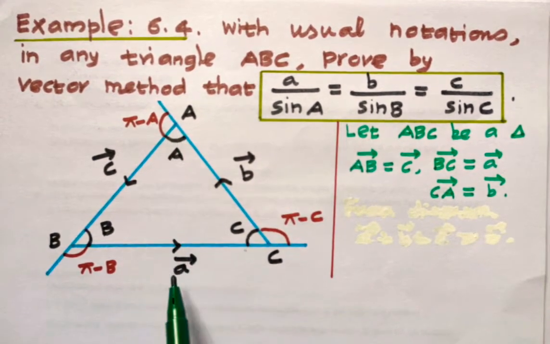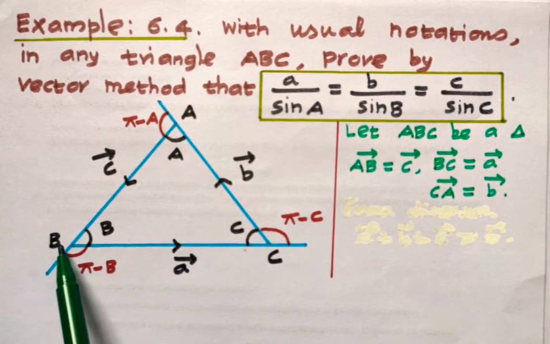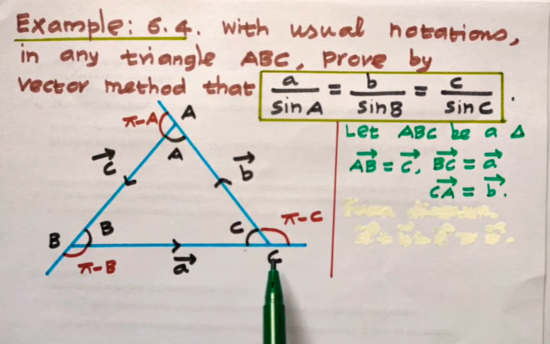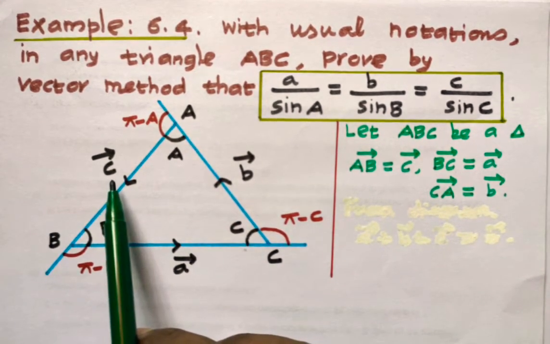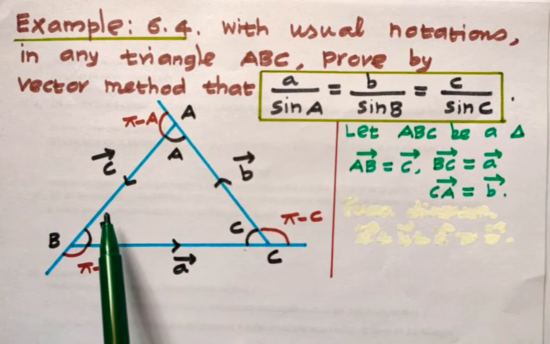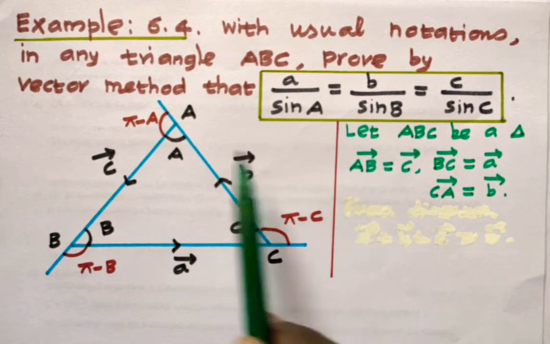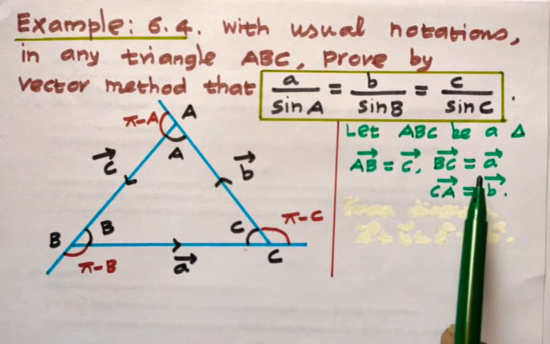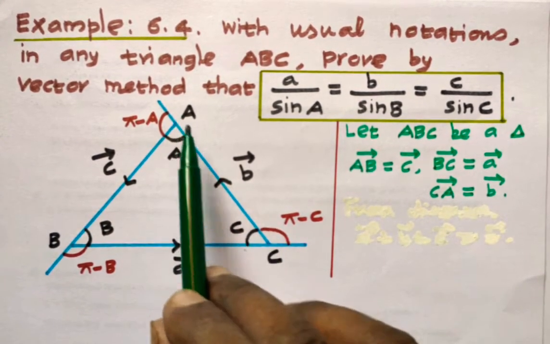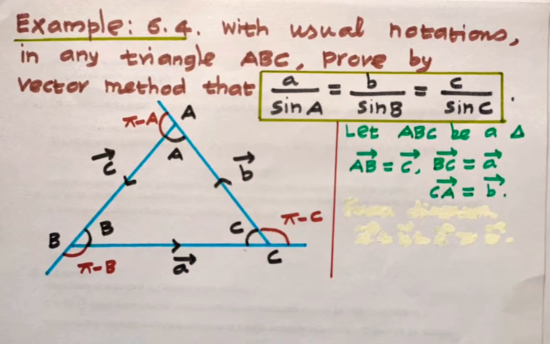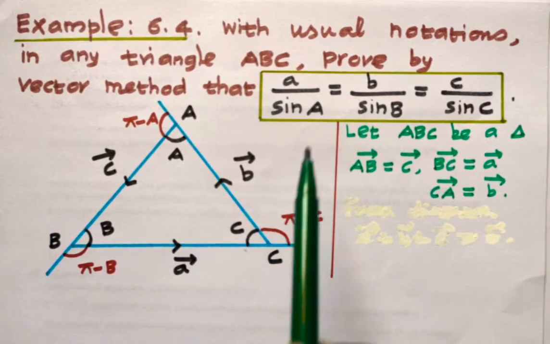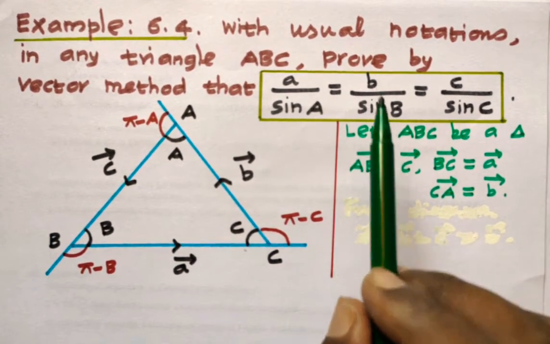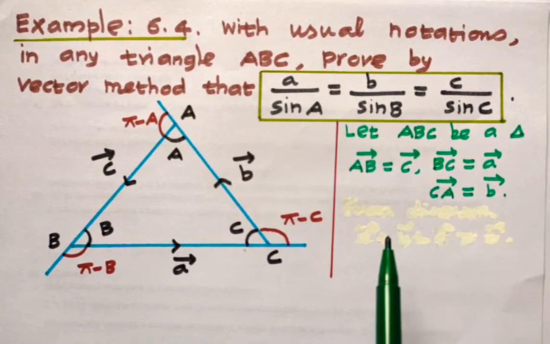Opposite of vertex A is a vector, opposite of vertex B is b vector, and opposite of vertex C is c vector. ABC are sides of a triangle, which means AB vector is equal to c vector, BC vector is equal to a vector, CA vector is equal to b vector. Now we have to prove a divided by sine A, b divided by sine B is equal to c divided by sine C.